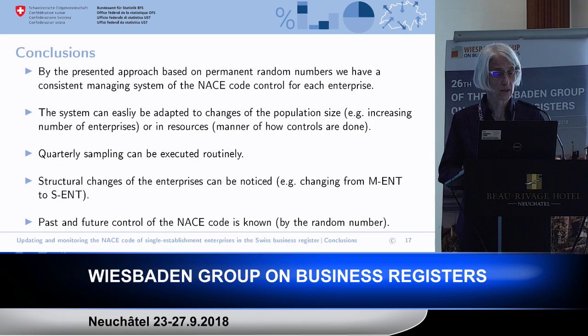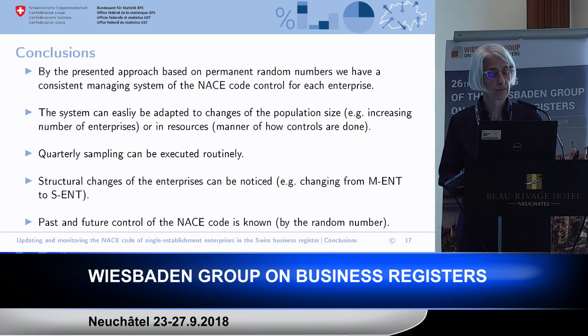So I come to my conclusions. By the presented approach based on permanent random numbers, we have a consistent managing system of the NACE code control for each enterprise. The system can easily be adapted to changes of the population size, for example, the first adaptation before, or in resources. For example, the number of persons who do the control could be reduced.